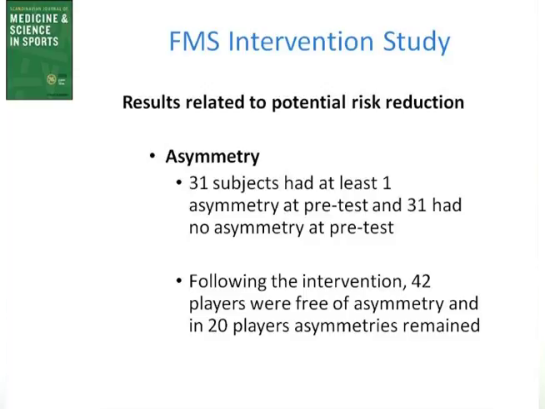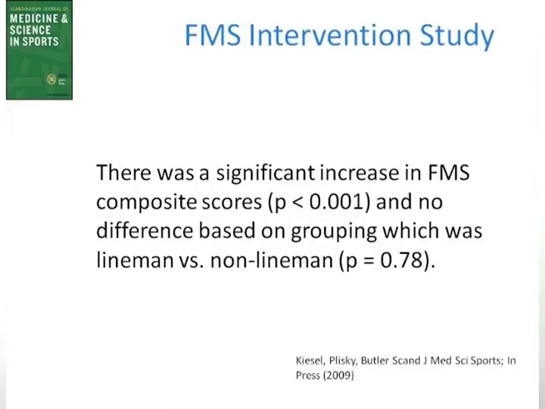Asymmetries, again, we said asymmetry on a movement screen is a risk factor. We had half of the subjects that had at least one asymmetry going in. After the program, there were only 20 players left with asymmetry. So again, significant improvement and change in terms of injury risk, but we still had a little bit of work to do.